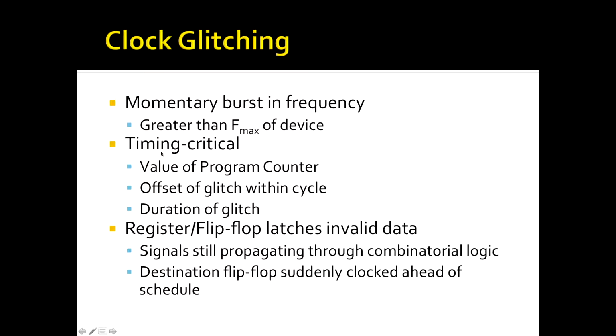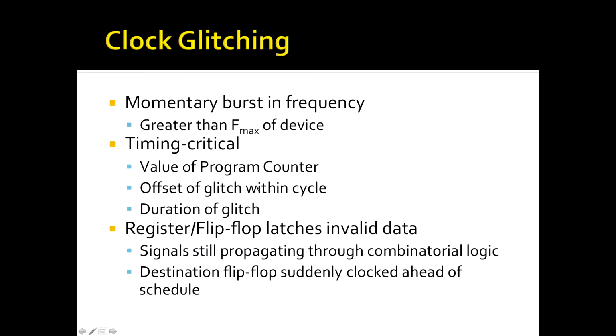So back to the classroom. What is clock glitching actually doing? Basically it's a momentary burst in frequency, as you could see with those little pulses compared to the normal clock pulse. All of a sudden you had a quick one, usually greater than the max frequency of the device. So the simple case is if you've got a datasheet, look it up, see what the device is rated to run at, and then go even faster, or many multiples faster.